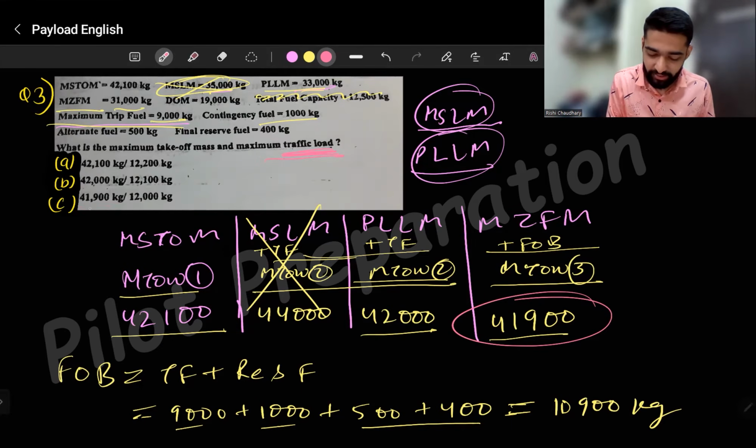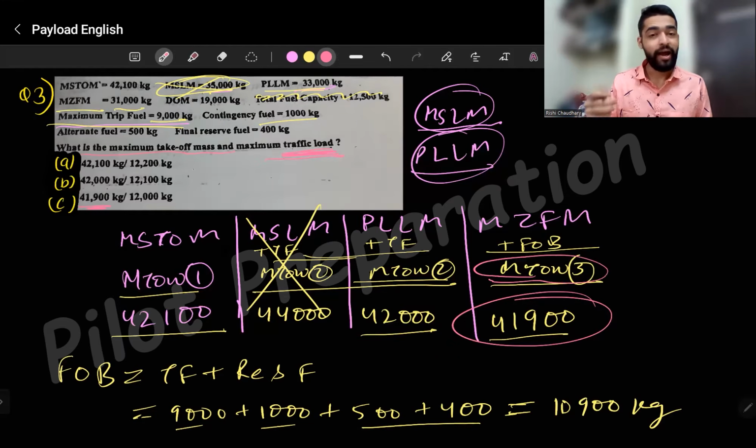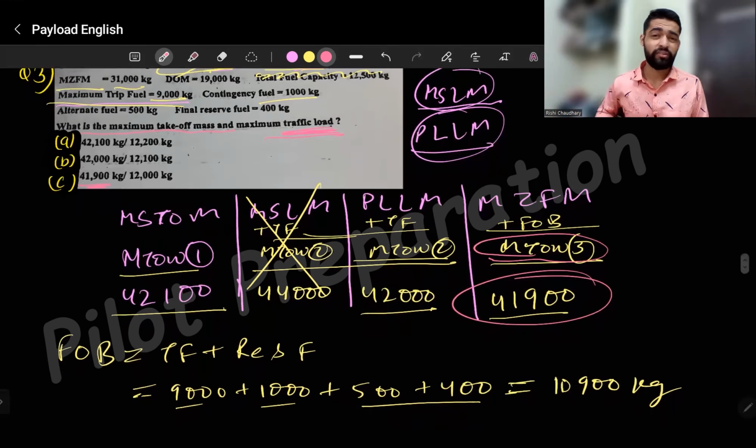That is option C, which is asking what is the maximum takeoff mass. Takeoff mass is this only, na? Maximum takeoff mass is maximum takeoff weight, and it should be the lowest of the three values. So I already got this 41,900 kg value, which is correct. But I need to also calculate for you guys what is traffic load.